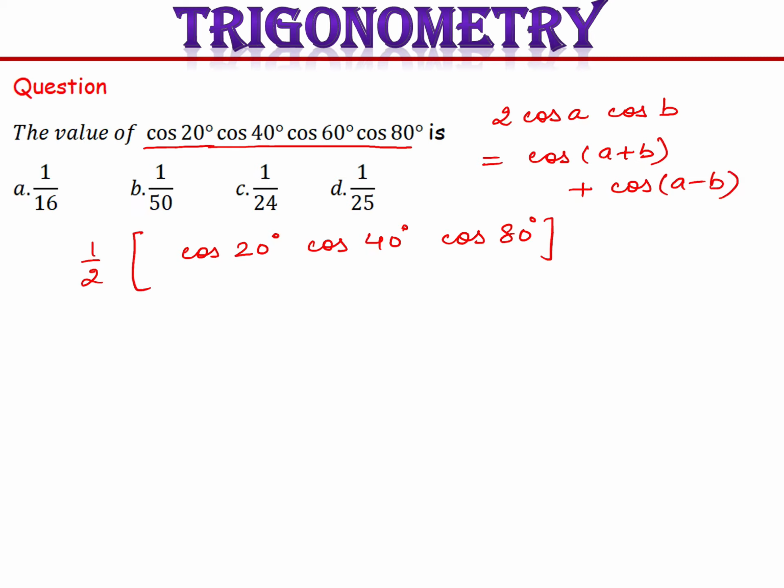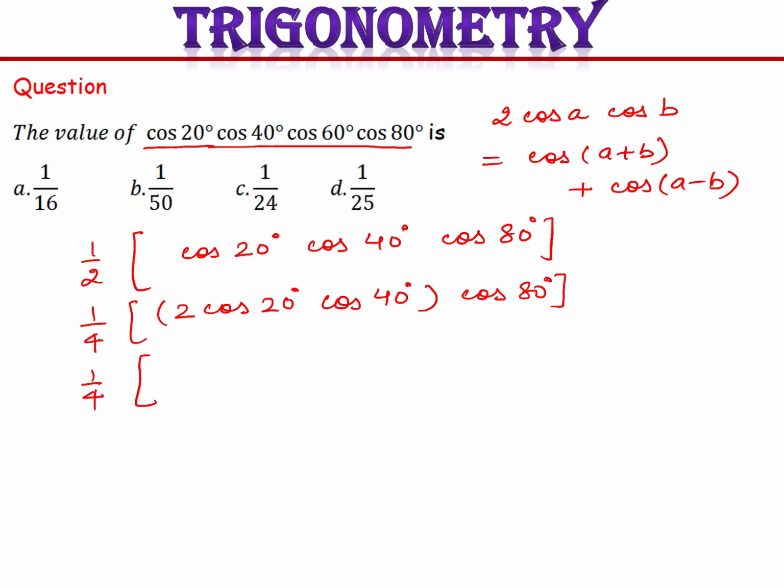So in order to apply this formula, what I need is 2. I don't have a 2 there. So I have to multiply and divide by 2. I'm going to apply simply the formula and then open the bracket. This is cos 80 degree, and now I'm going to apply the formula. 1 by 4, cos (A plus B) cos 60 plus cos of minus 20, and cos absorbs the minus sign, so cos 20, and whole multiplied by cos 80 degree. Now just open the bracket.